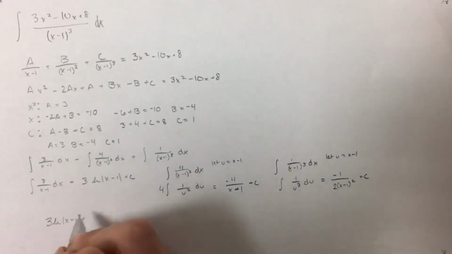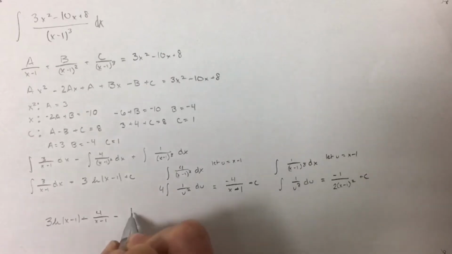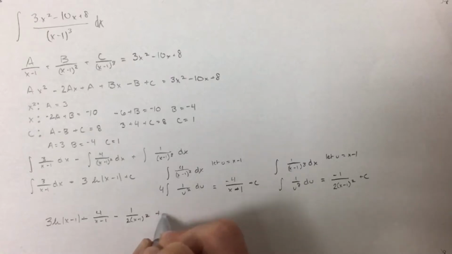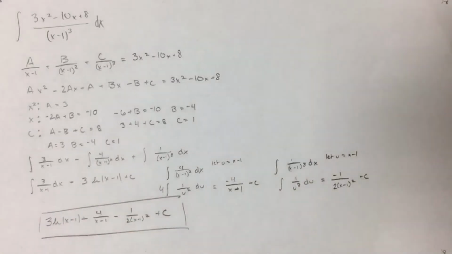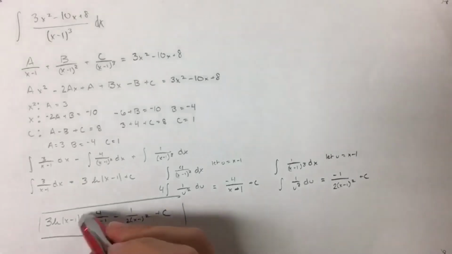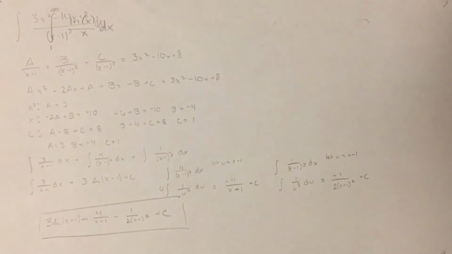So we have 3 ln x minus 1 minus 4 over x minus 1 minus 1 over 2x minus 1 squared plus c. Be very careful with those positives and negatives, and we have our answer. Just clean that up a little bit. There we go.